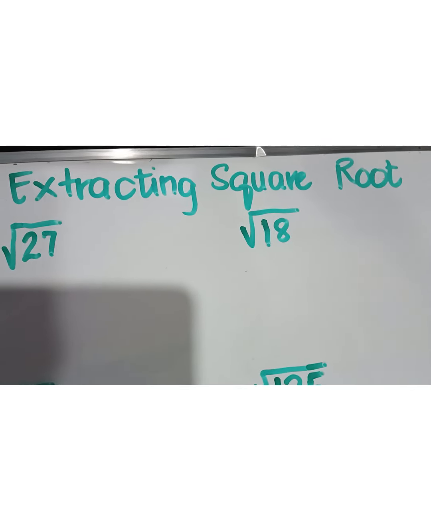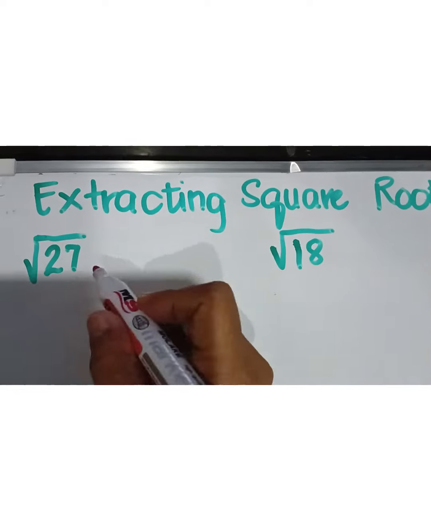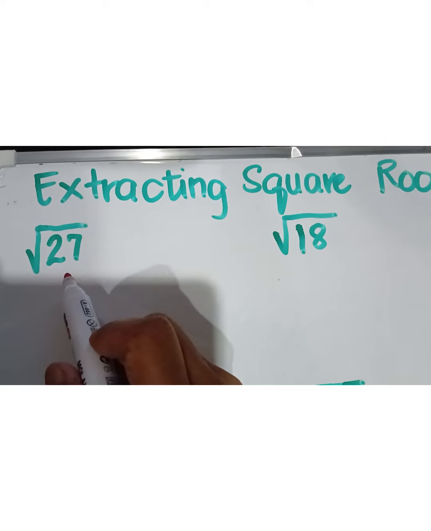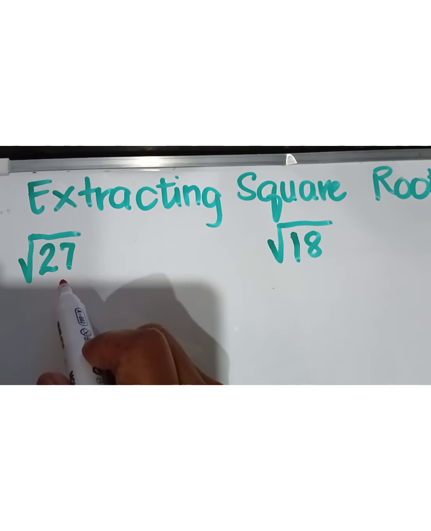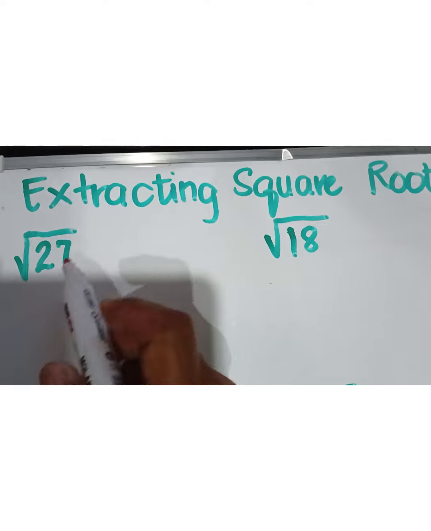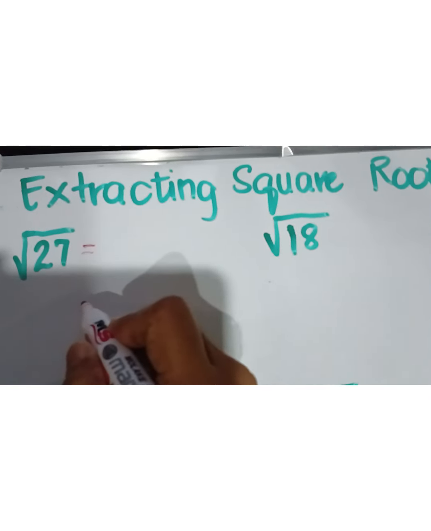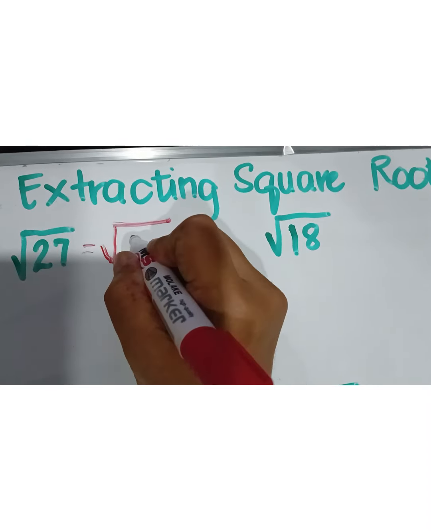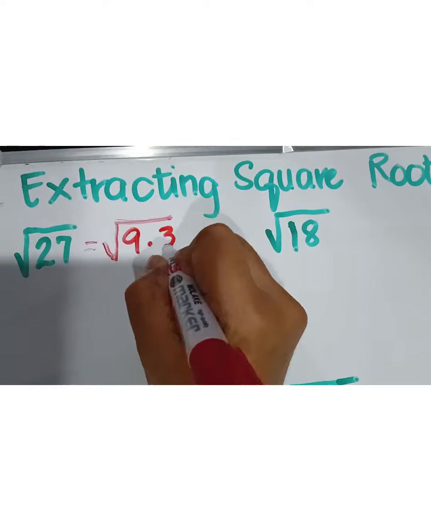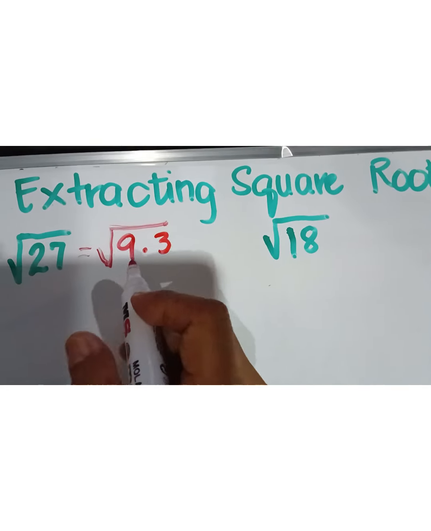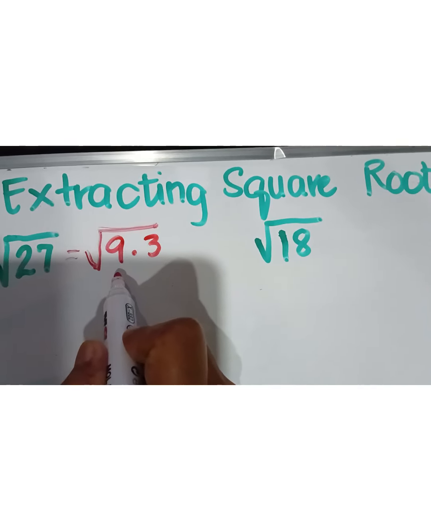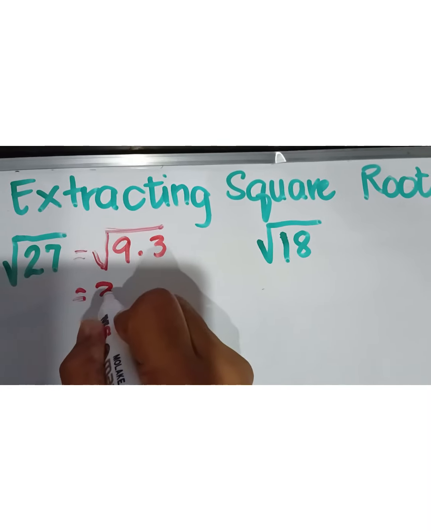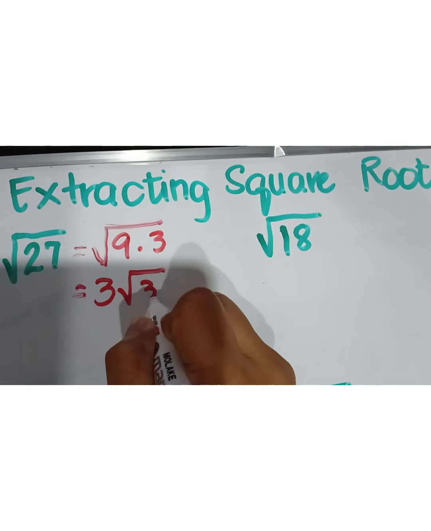In extracting the square root, example, we have the square root of 27. 27 is not a perfect square, but there is a factor of 27 that is a perfect square. So let's factor out 27. So we have 9 and 3 as its factors. We all know that 9 is a perfect square. So extracting the root of 9, we have 3 square root of 3.